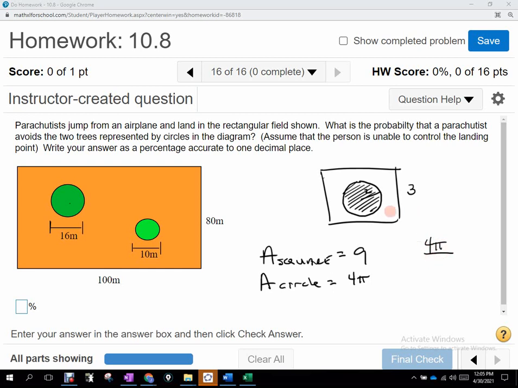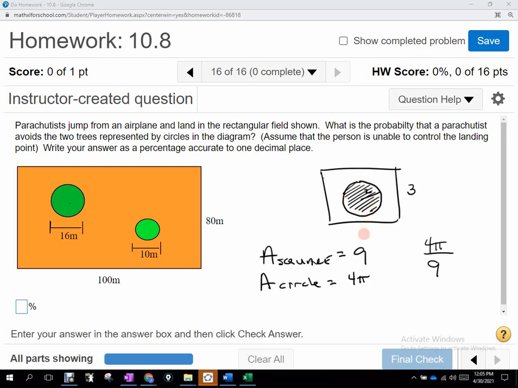4 pi, because those are the outcomes that are aligned with landing on the circle, right? Divided by 9, which would be the area of the whole thing. Okay? So that would be the likelihood of landing on the circle. Does that make sense? Okay.